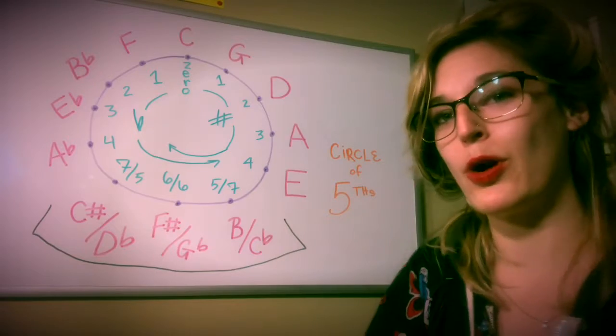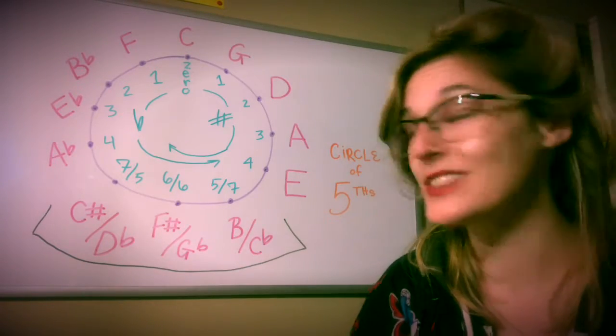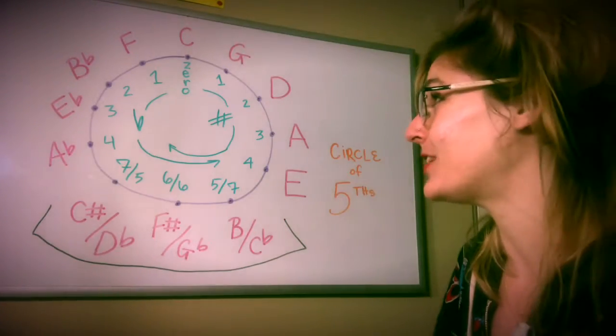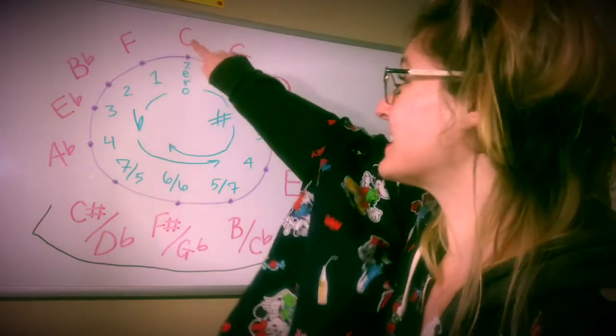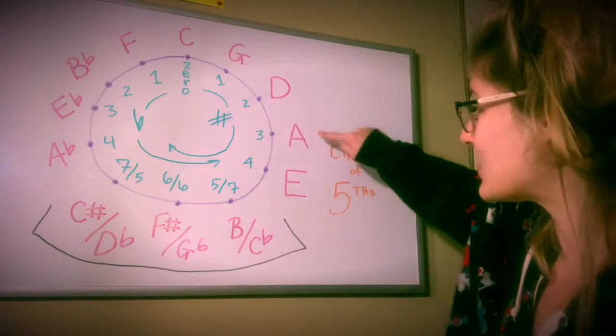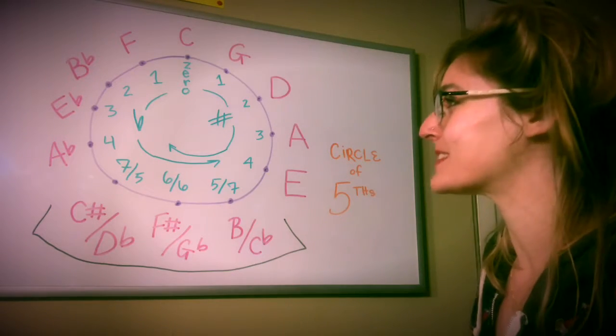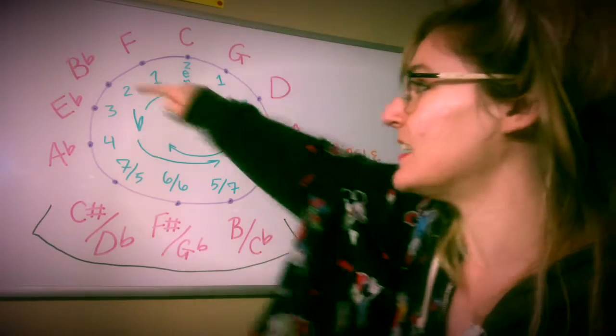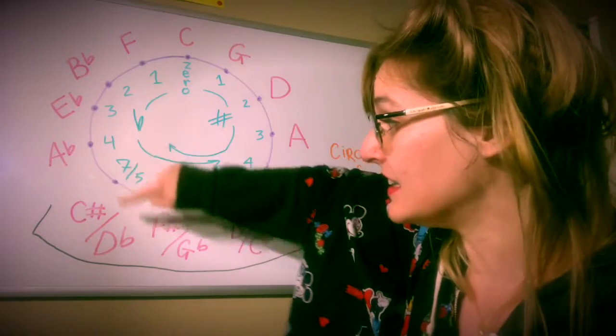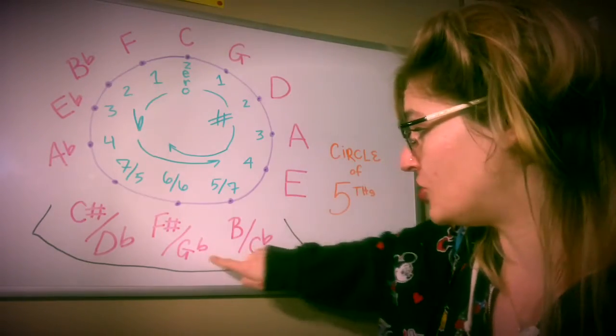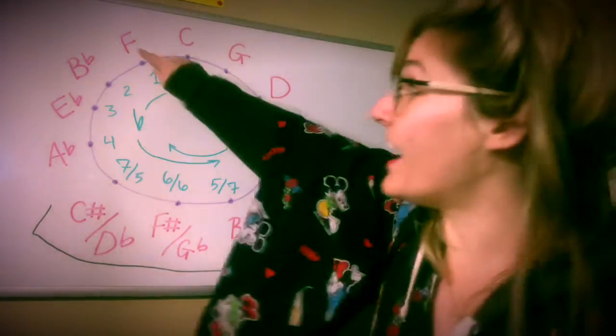Now that we know our order of sharps and our order of flats, we can start to see it in the circle of fifths. Fairies can gracefully dance around every beast. Why, that's our order of sharps. Our order of flats: B, E, A, D, bead, G, C, F.